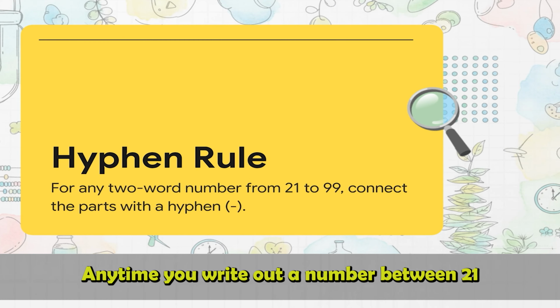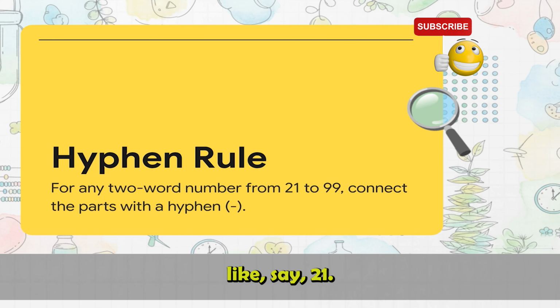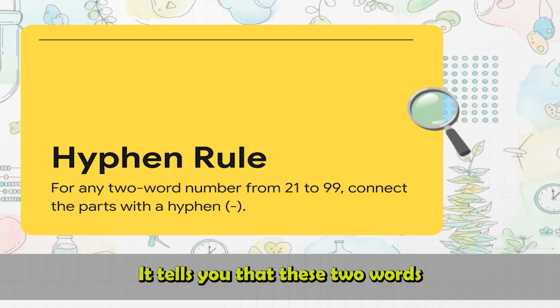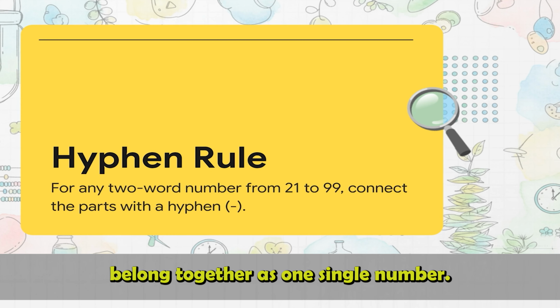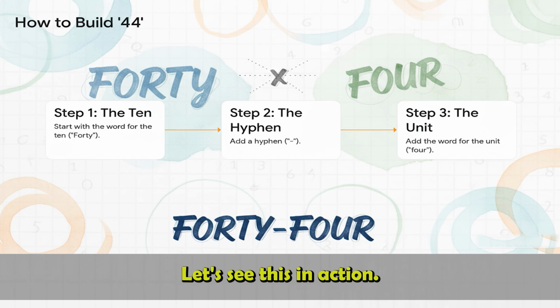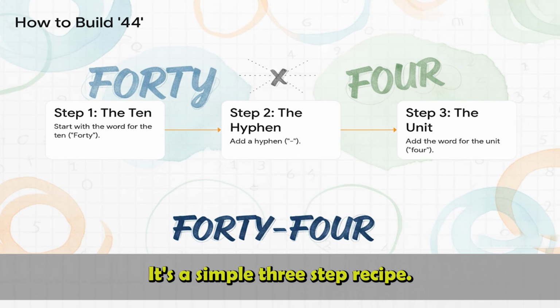Anytime you write out a number between 21 and 99 that's made of 2 words, like, say, 21, you just connect those 2 parts with a hyphen. That little dash does a really important job. It tells you that these 2 words belong together as one single number. It keeps things neat and clear. Let's see this in action. Let's build the number 44 together. It's a simple 3-step recipe.